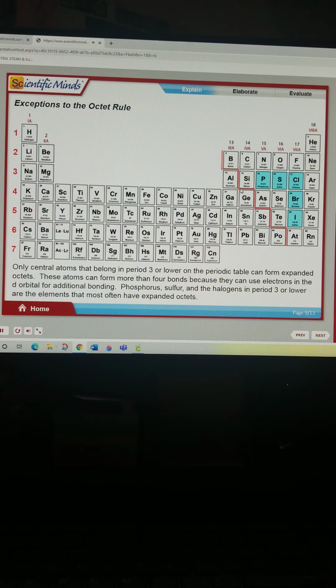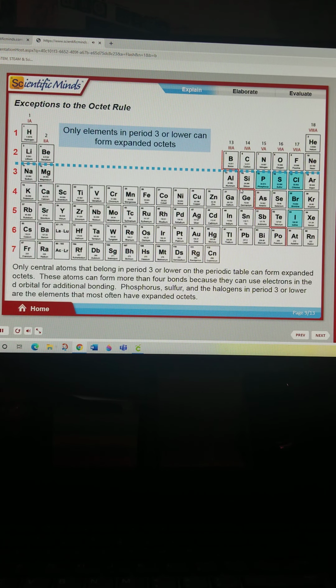Only central atoms that belong in period 3 or lower on the periodic table can form expanded octets. These atoms can form more than 4 bonds because they can use electrons in the d orbital for additional bonding. Phosphorus, sulfur, and the halogens in period 3 or lower are the elements that most often have expanded octets.